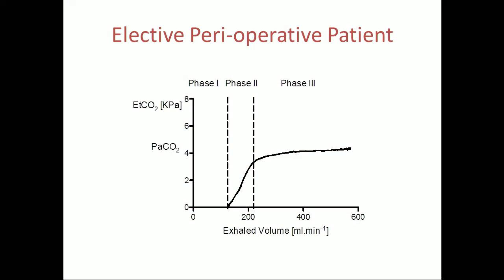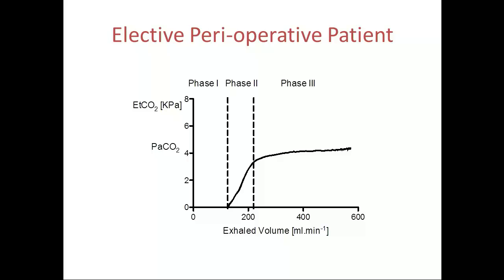So just to illustrate it with examples, these are cases from data we've collected previously. This is an obese patient undergoing elective surgery, and this is the capnogram here, and as you can see, in phase 1, there's no gas detected.